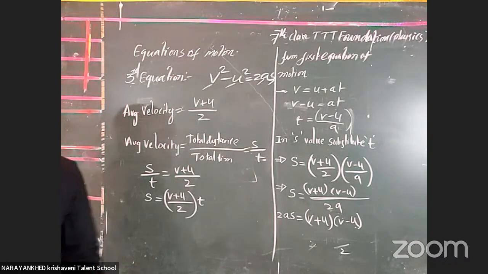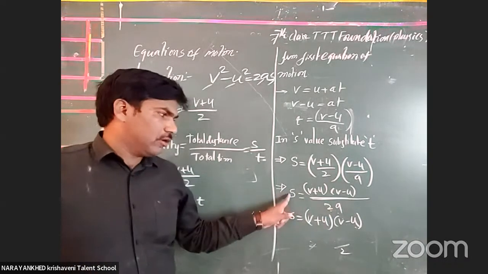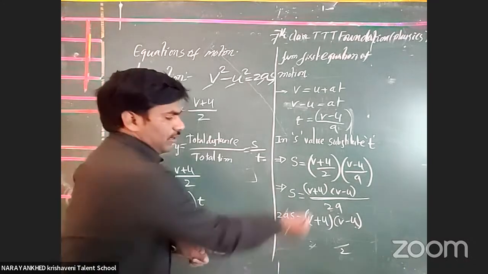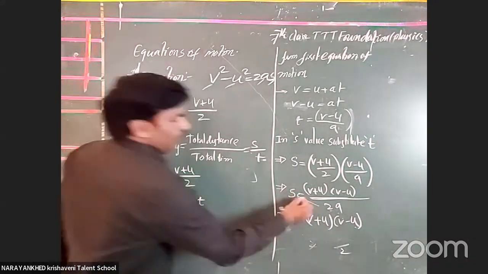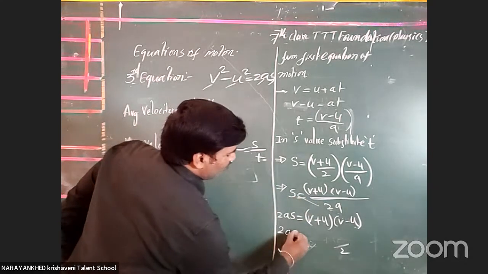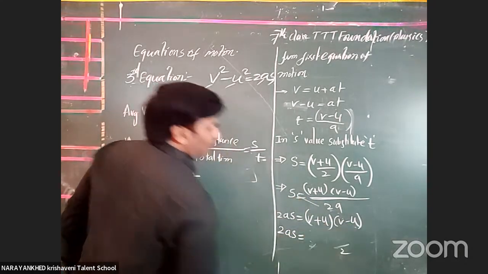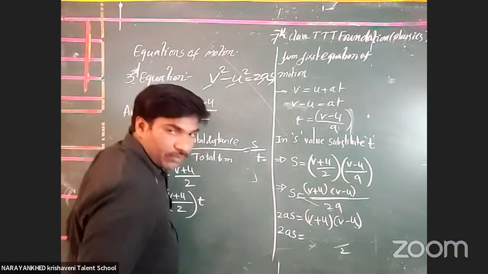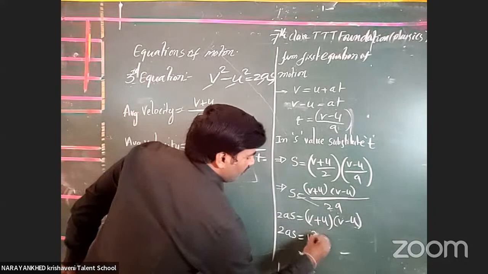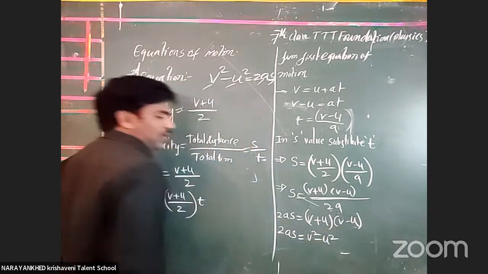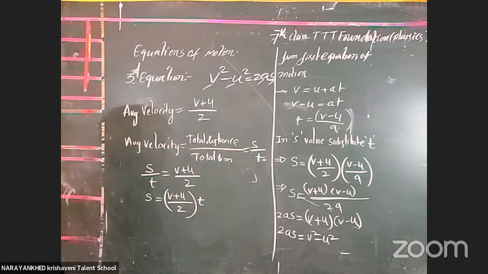I hope you got it here. V plus U, the 2A will come to this side. Now it is also written as 2AS is equal to V plus U into V minus U. It will become V square minus U square. Got it or not? Yeah.